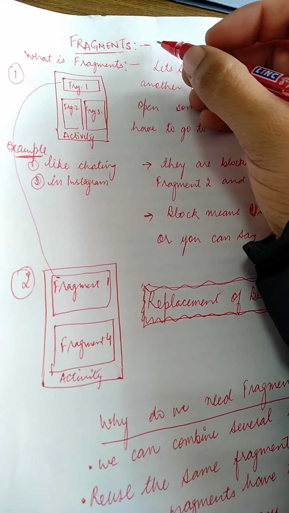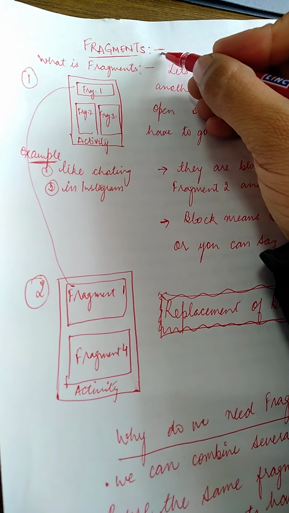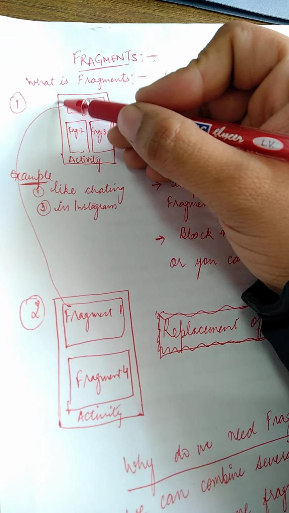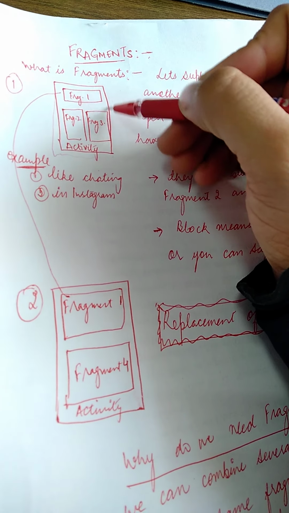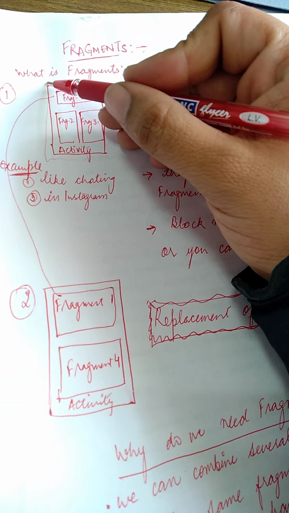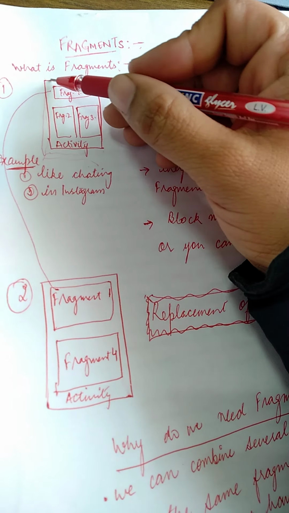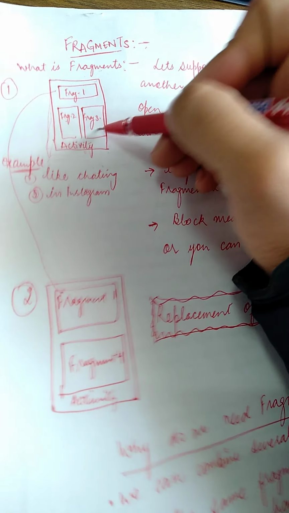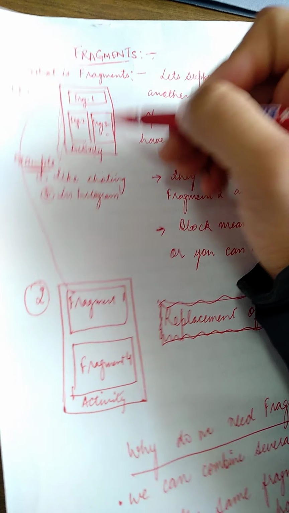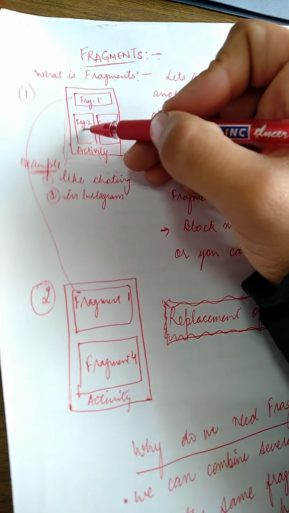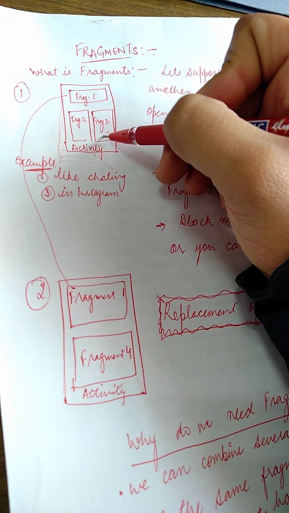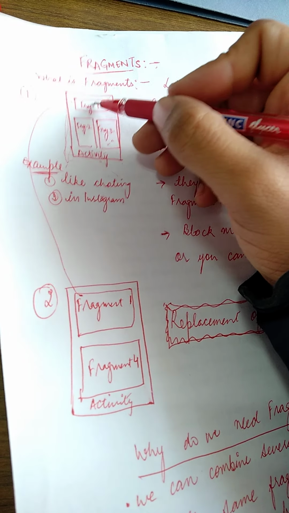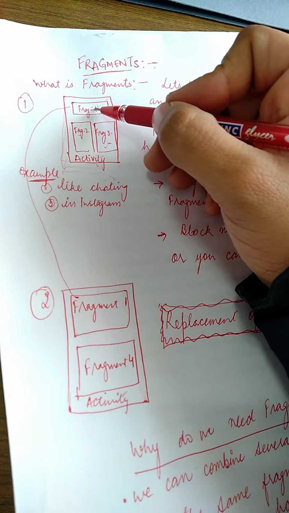Today's lecture is on fragments. What are fragments? Suppose we have one activity. Activity means one page, one screen. On that screen, we have three blocks. Suppose fragment 1, fragment 2 and fragment 3. So these divisions, these blocks are the fragments.